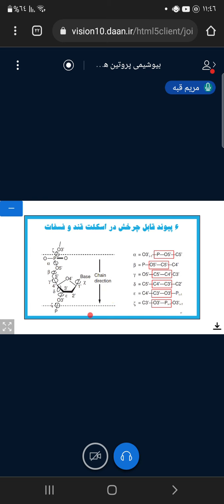Listen carefully. This is the backbone of nucleic acid. This is phosphate, this is sugar, and this is phosphate of the next nucleotide. One nucleotide here, one here, and here.